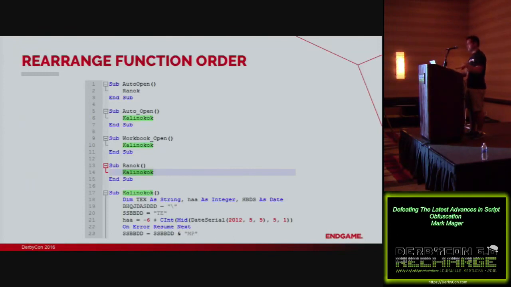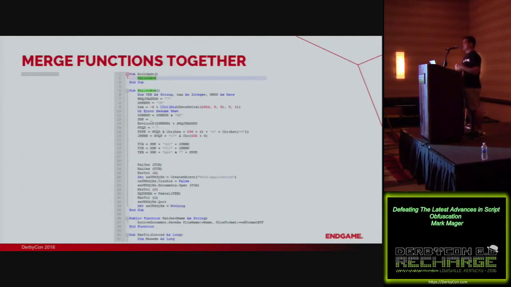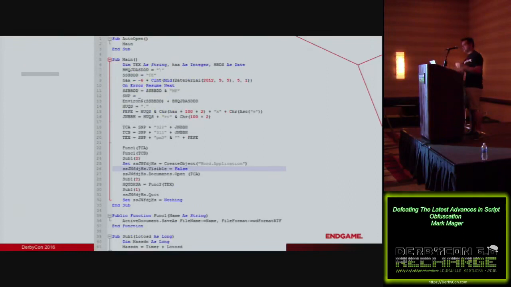So I can take that and go through and merge all the functions together, right? All I need now is an initial auto-open, and then that calls what appears to be the main function. So now I can start to relabel some functions here and there. I relabeled the function that's called by auto-open to main. I relabeled the one function func1, and I relabeled the subroutine right after that as sub1.